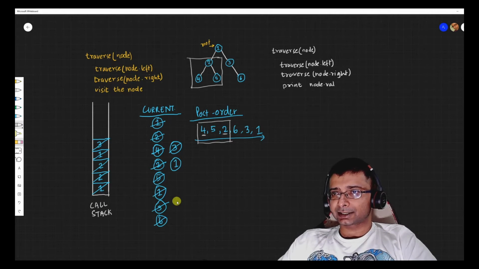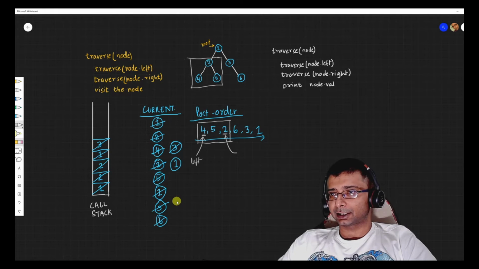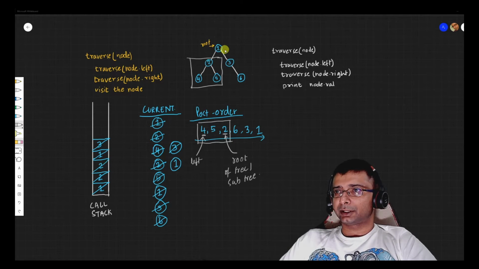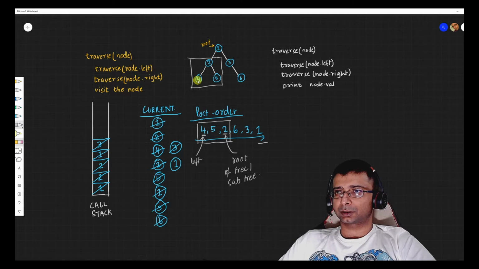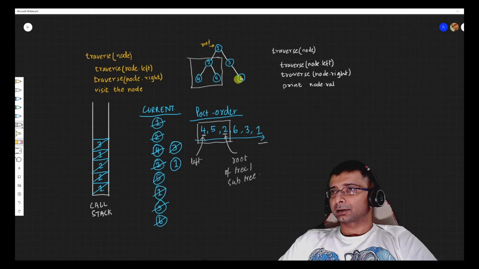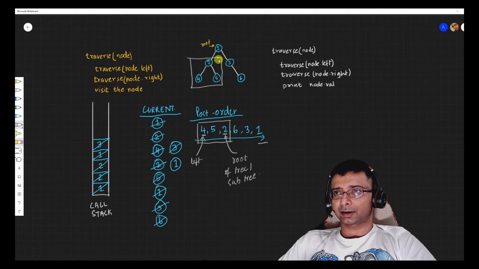So what we can say is that this is our leftmost node, and this is surely our root of the tree or the subtree. Similarly, if you check for the main tree also, you will see that the root is at the very end and the leftmost node continues to be 4. So 4 is at the left, right?